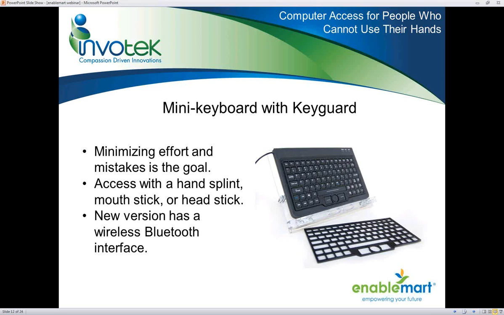And often it's a really low-cost, simple approach to being able to do things. Our latest keyboard is wireless, so that makes it easier to mount it in a good spot. And this is just a very inexpensive, good way of being able to minimize mistakes for somebody that has enough movement to be able to access the keys, but not good enough movement to prevent mistakes.